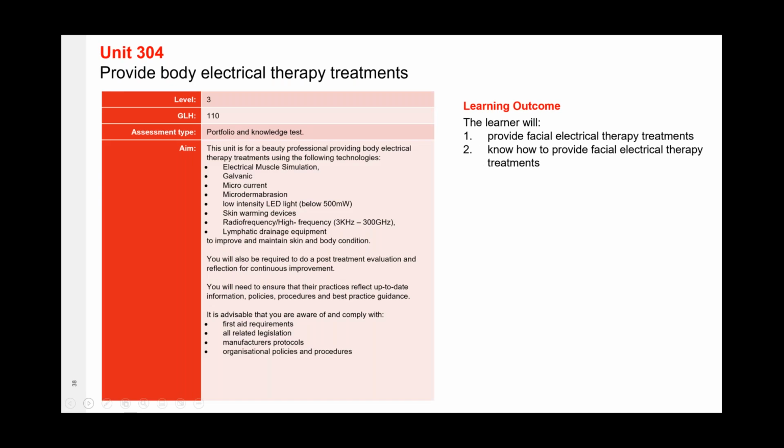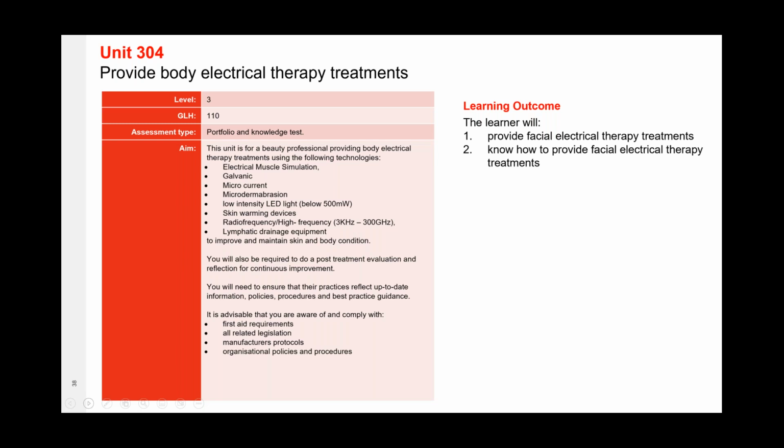So we look at the body electrical here. As you can see on this one, on the aim, there is an awful lot of obvious machinery. You've got your electric muscle stimulation, your galvanic, your microcurrent, your microdermabrasion, your low intensity LED, as Emma stated, that's new, warming devices, which is new, and the radio frequency, new. And we've got lymphatic drainage equipment, and this is all to improve and maintain the skin and the body condition. So again, these are all the machineries that you will be teaching your apprentice.